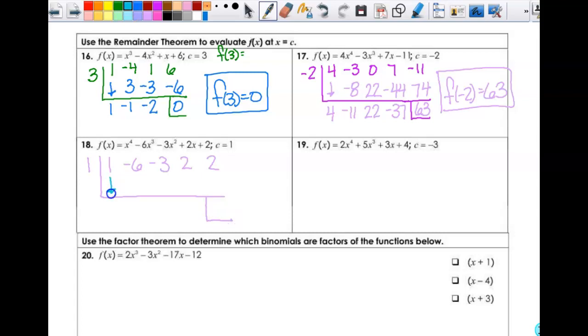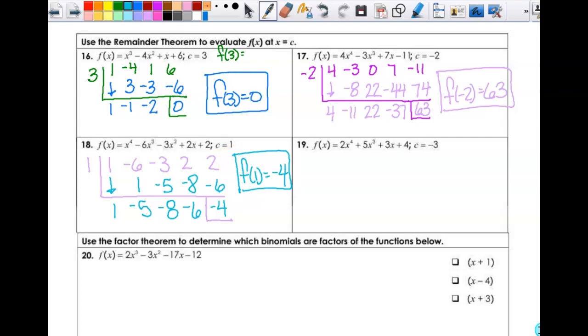Okay, bring down my 1. 1, 1 is 1, negative 5, negative 5, negative 8, negative 8, negative 6, negative 6, negative 4. So f of 1 equals negative 4.